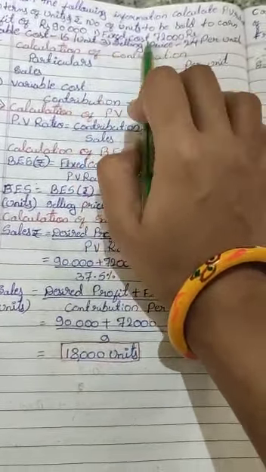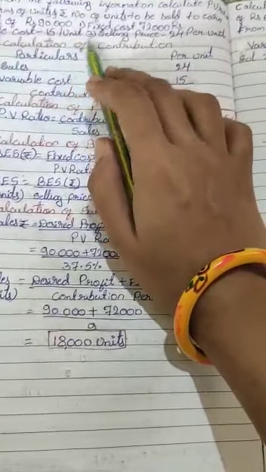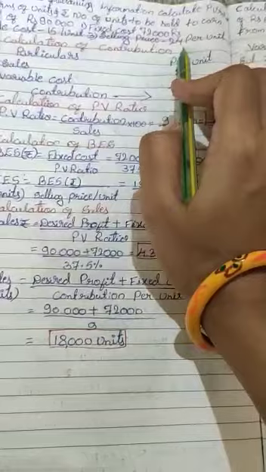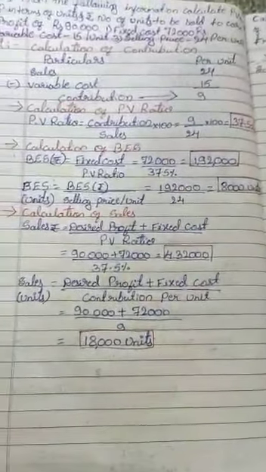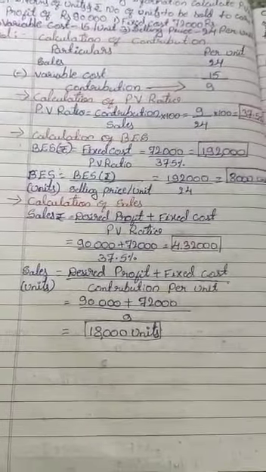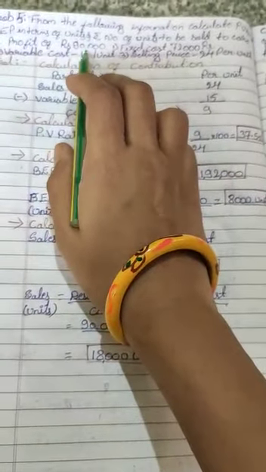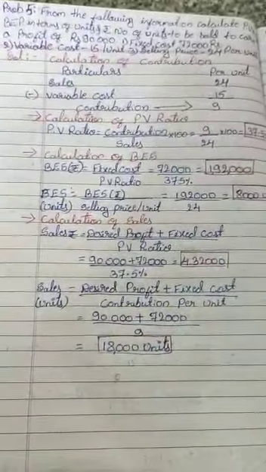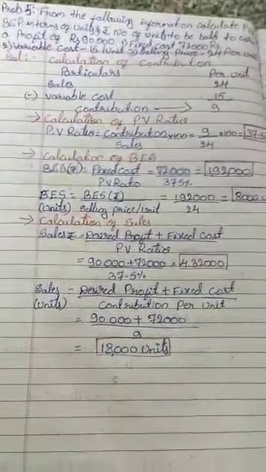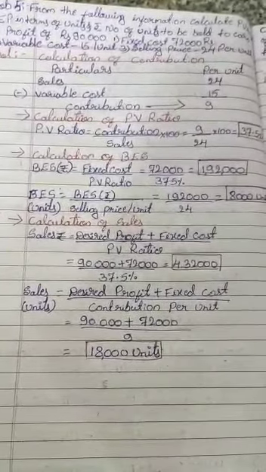Fixed cost is 72,000 rupees. Variable cost is 15 per unit. Selling price is 24 per unit. So this is the information they have given, but nowhere have they mentioned the total output. So when they have not mentioned any total output, we have to calculate only with the units.